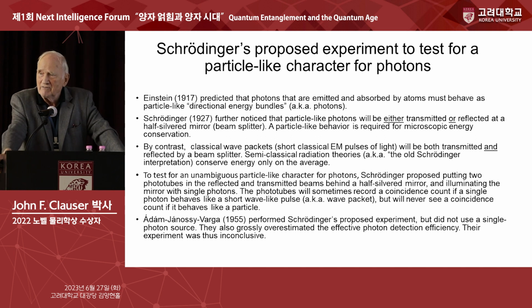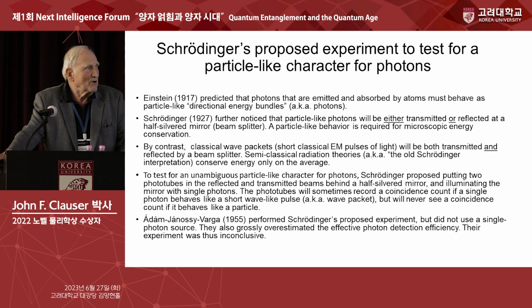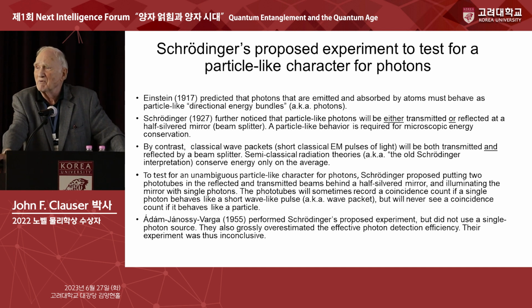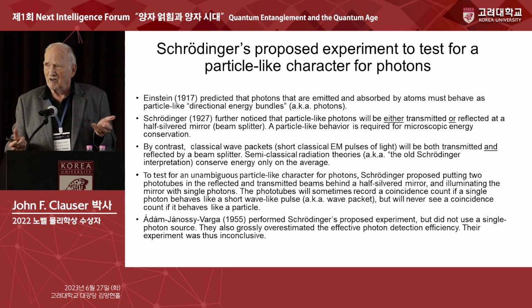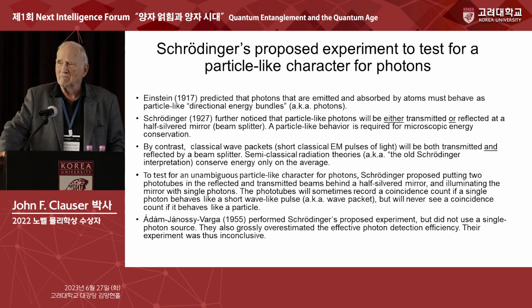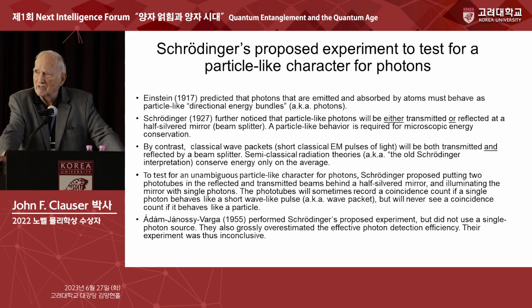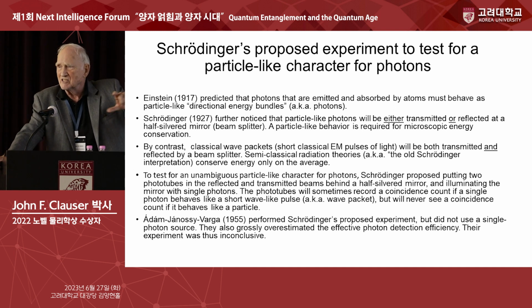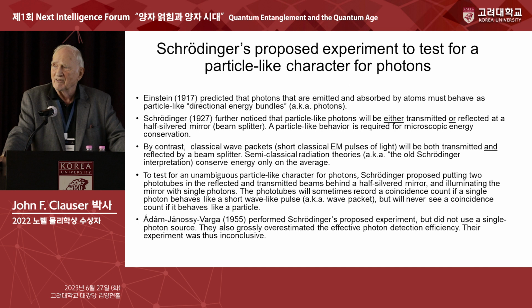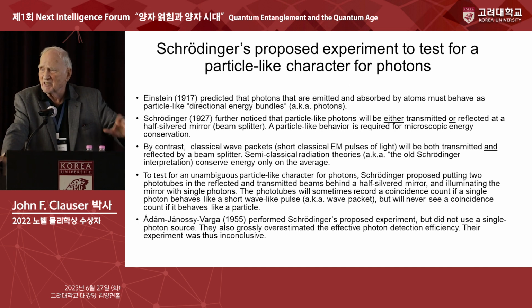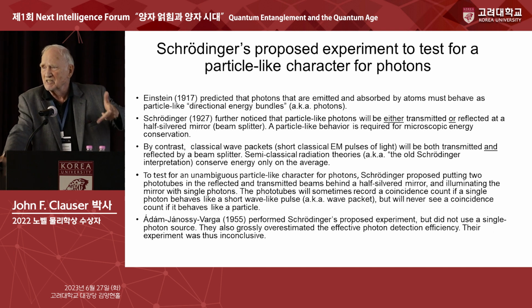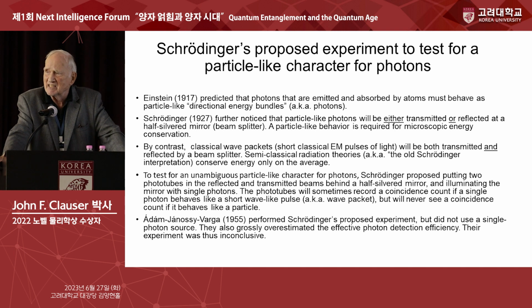On the other hand, if it's a particle and you send out one and only one photon, it will be either transmitted or reflected. Very different. So what he suggested was, suppose you have a beam splitter or half-silver mirror, and you put two photodetectors, photomultiplier tubes, one on the transmitted beam and one on the reflected beam. Then, if the photons behave like particles, you will never see coincident detections in the two photodetectors. If it's a wave, then you will sometimes see, because some is reflected, some is not reflected, so the two detectors will sometimes simultaneously register.